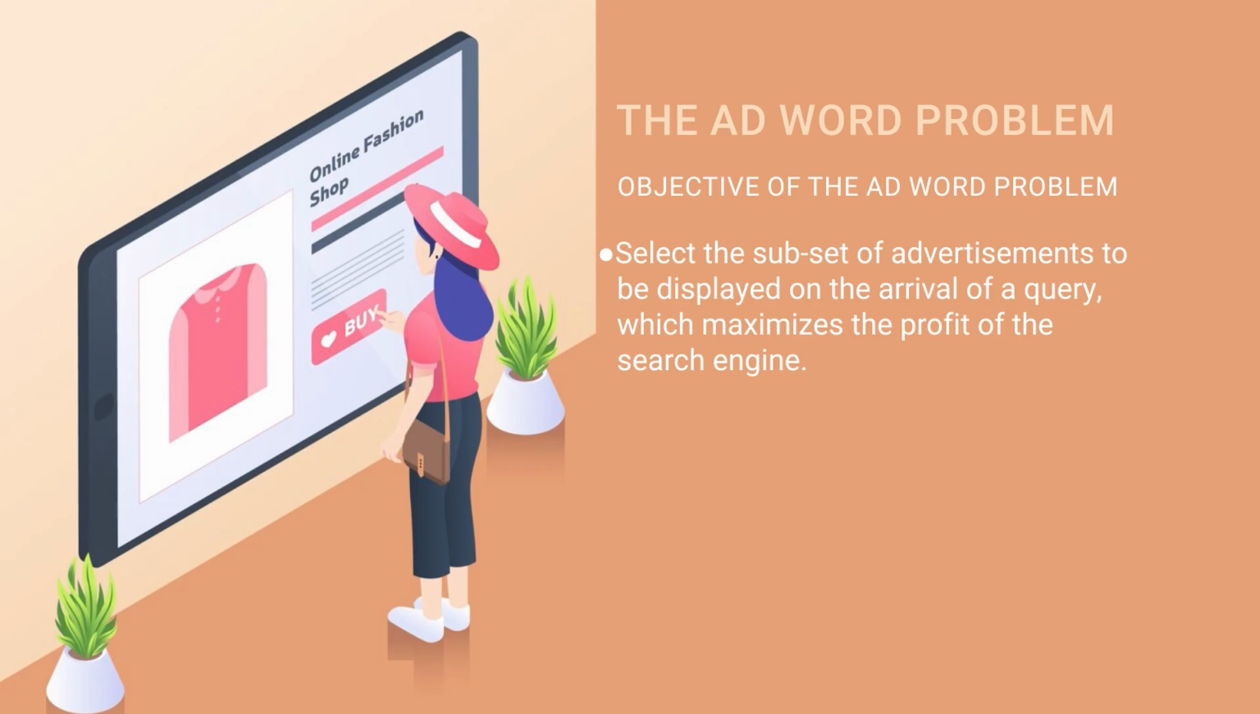Now what is the objective of the AdWord problem? Select the subset of the advertisements to be displayed on the arrival of a query which maximizes the profit of the search engine. So this is the AdWord problem: what are the different advertisements that a search engine should display in respect of that particular query keyword so that the revenue of that particular day is maximized.